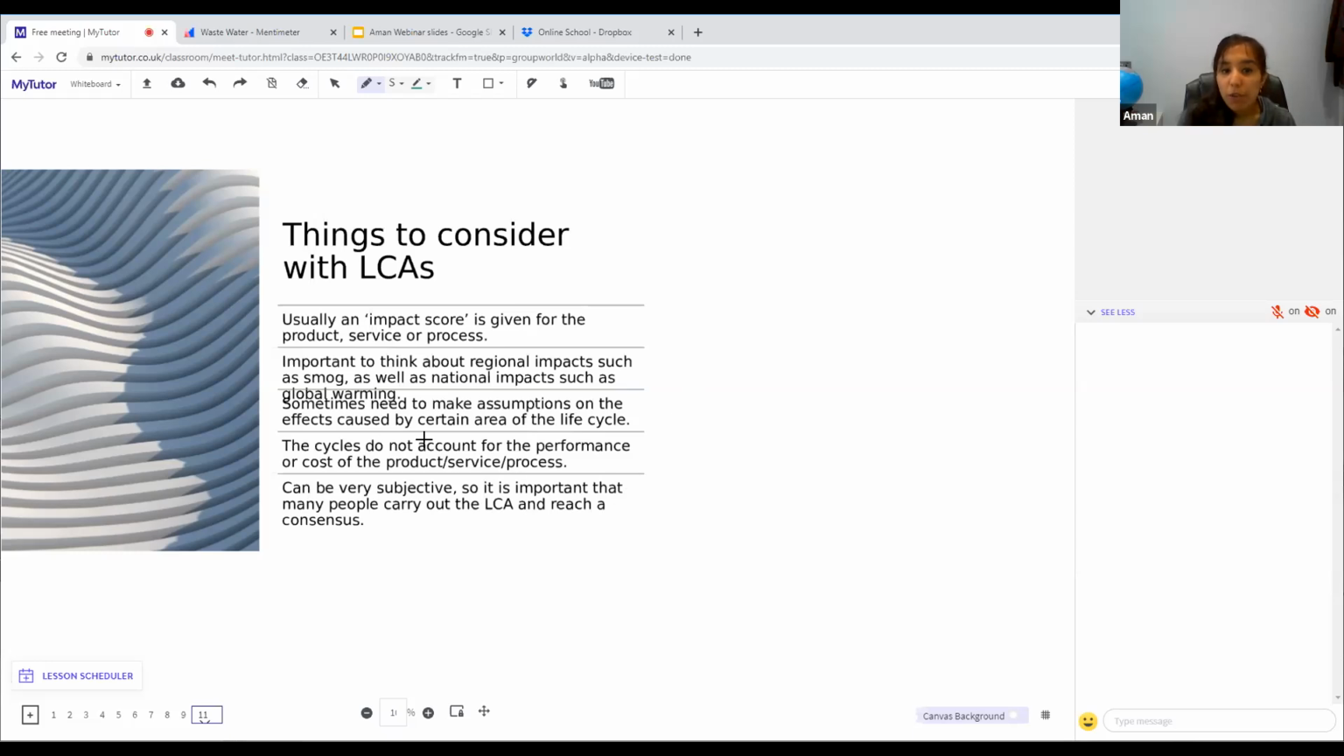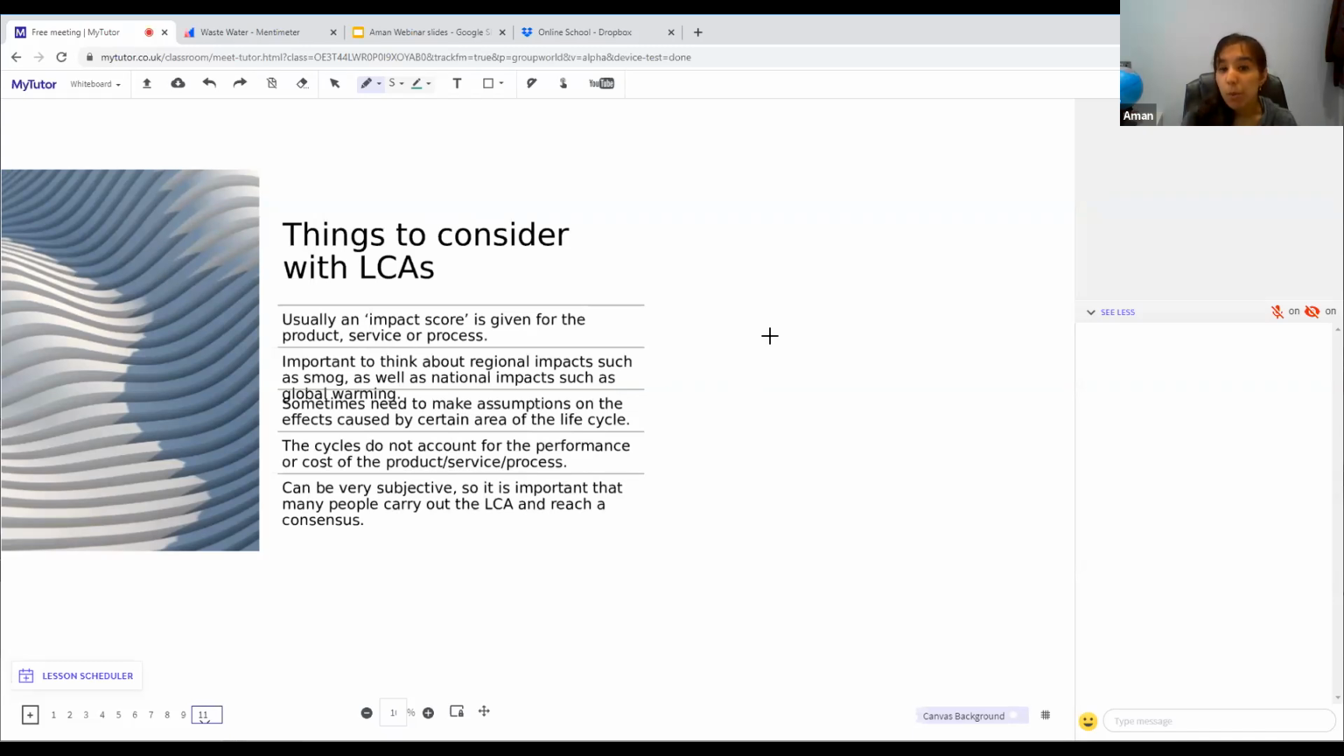The cycles themselves do not account for the performance or cost of the product, service, or process. And this is really important. So for example, a plastic bag is a lot cheaper than a cotton bag, but the cycles themselves don't take into account that because they only look at the environmental impact. They don't care about the cost of products, and they also don't take into account the performance. So what you might find is that a much cheaper product might not actually work as well compared to a much more expensive product. And again, it's about looking just at the environmental impact for life cycle assessments.